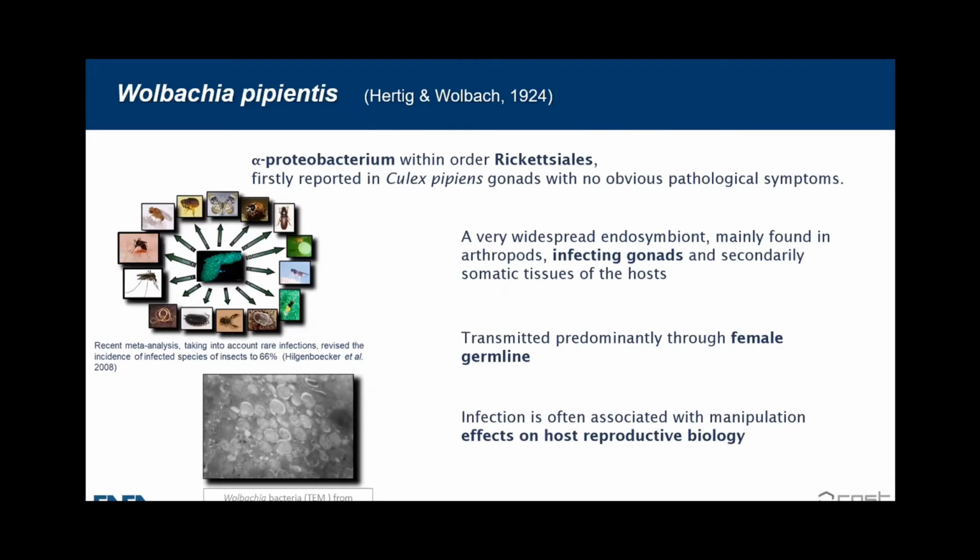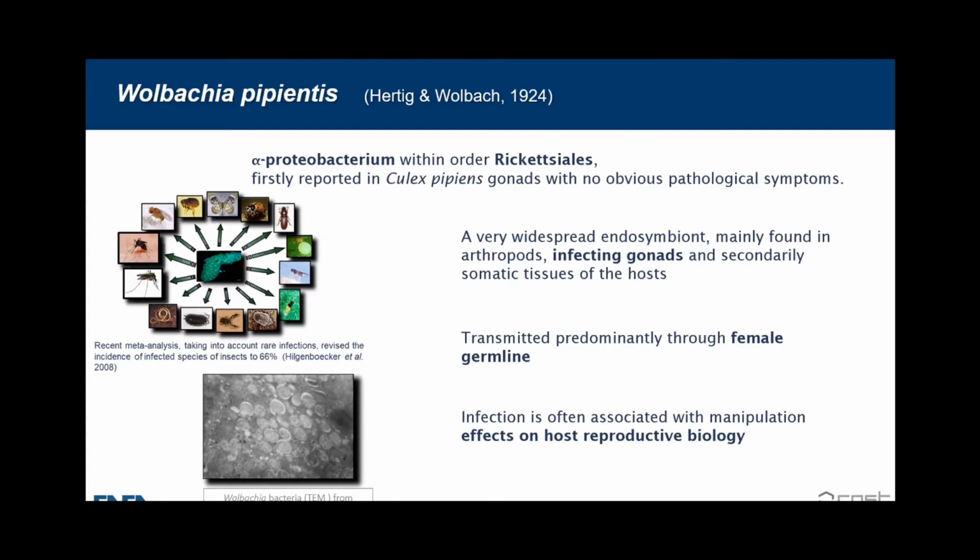Just a short introduction to Wolbachia for those who are unfamiliar with this endosymbiotic bacterium. It is not easy to have a precise estimate of the incidence of infection in nature, but it is estimated that more than 50% of insects in nature live in symbiosis with this bacterium. We are talking about an alpha proteobacterium. It was first reported in Culex pipiens gonads with no pathological symptoms.